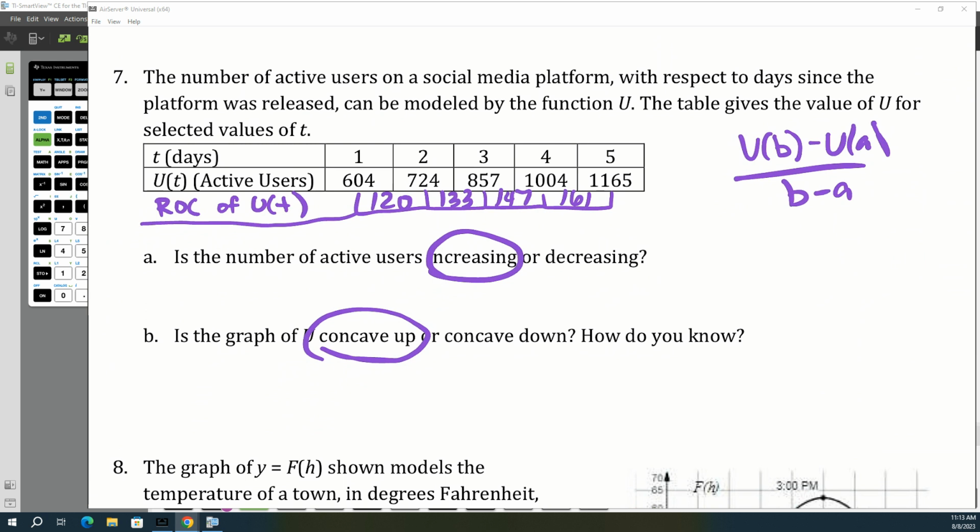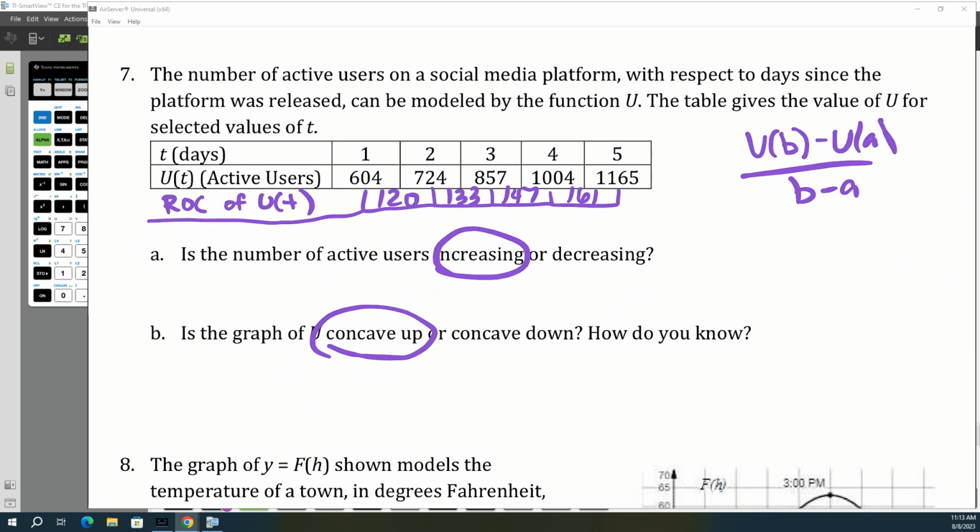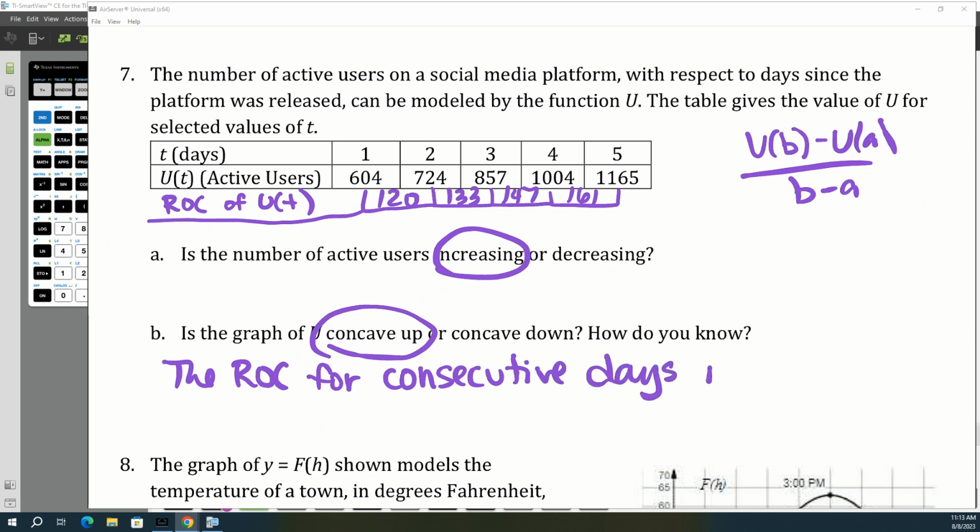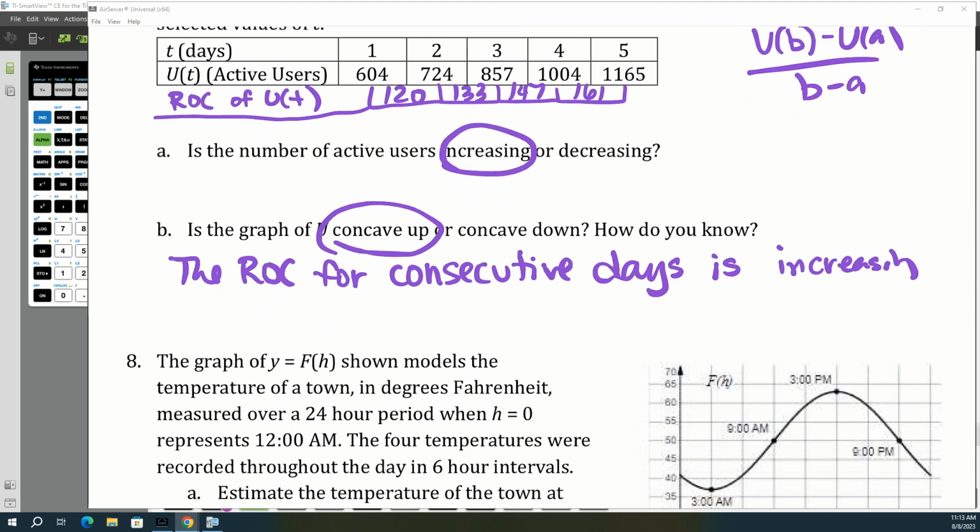So we're going to write that. We're going to say we know because the rate of change for consecutive days is increasing. So sometimes you might not have all the information you need, but you can find the rate of change to answer questions about concavity.